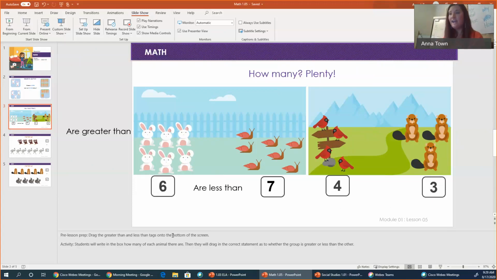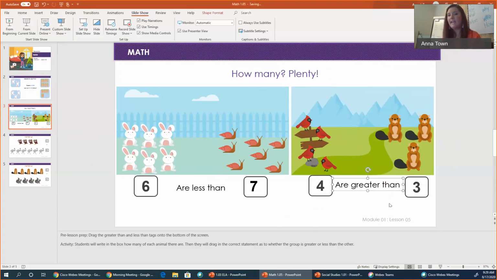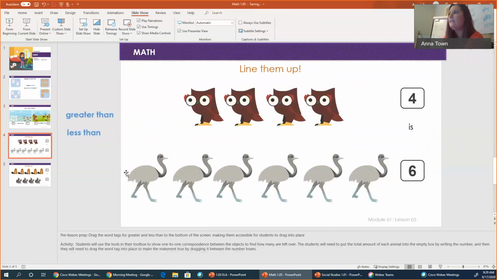Yes, you should have said 4 is greater than 3. 4 is greater than 3. Moving on to our next slide.